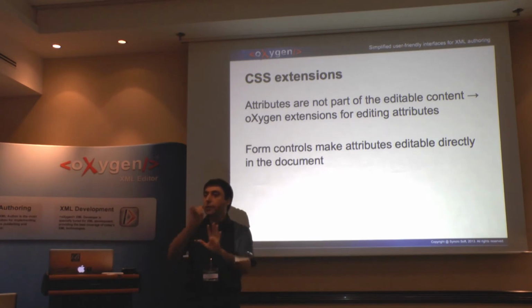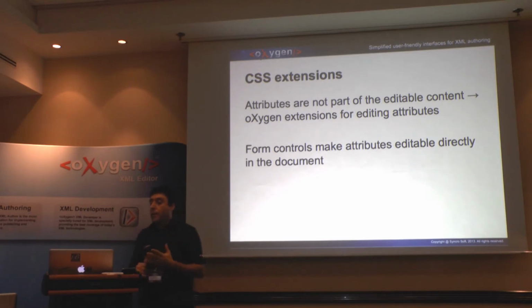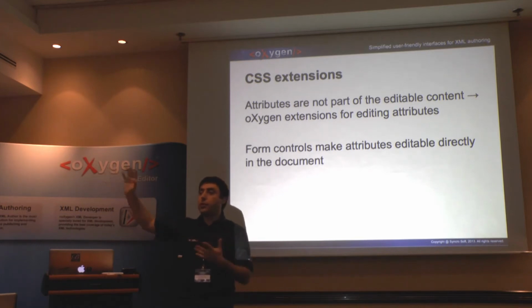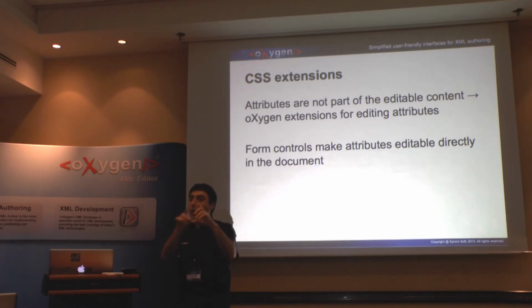You had the document, you have a toolbar with actions that you can customize for DITA or DocBook. But then the missing part was that for CSS, the attributes are not part of the content, or the editable content. So in order to change attributes, you had to go on the side view or pop up the attributes editor directly in the document, a table of attribute values and so on.